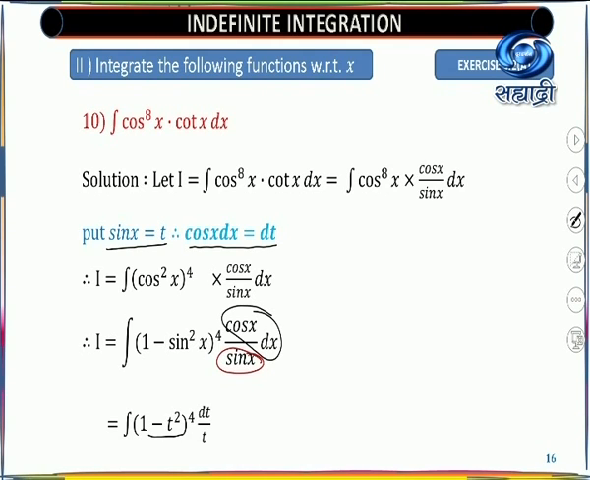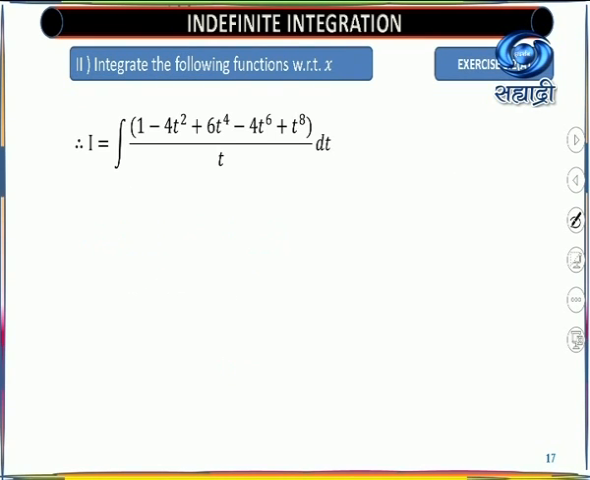You know how to find the expansion. This expansion is given by the binomial theorem. That we will use here so that you get an expansion of 1 minus t square raised to 4. The integral of 1 minus 4t square plus 6t raised to 4 minus 4t raised to 6 plus t raised to 8, upon t dt. Now this is by using the binomial theorem. So we will discuss the binomial theorem.